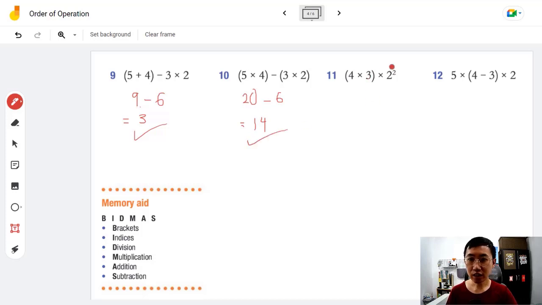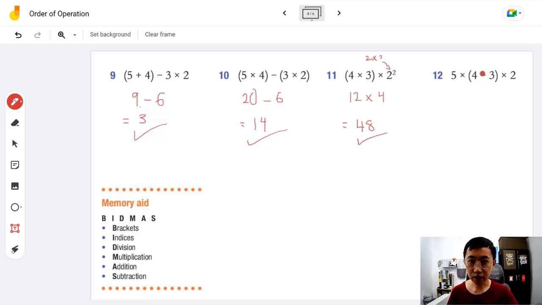Now here got power, here got multiply, here got bracket. No matter what, do bracket first, okay? So 4 times 3, go 12. Multiply, copy back. Now do powers. What is 2 square? 2 square means 2 times 2. So that's going to get you 4. Now solve this. 12 times 4, that's going to get you 48. Alright, done.